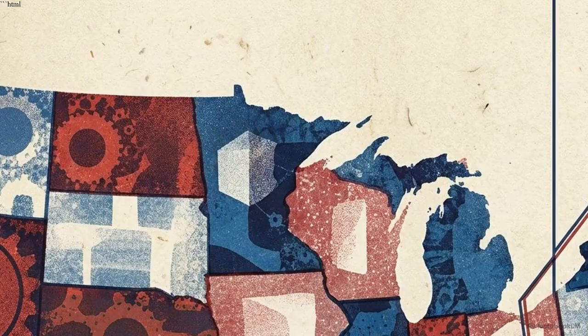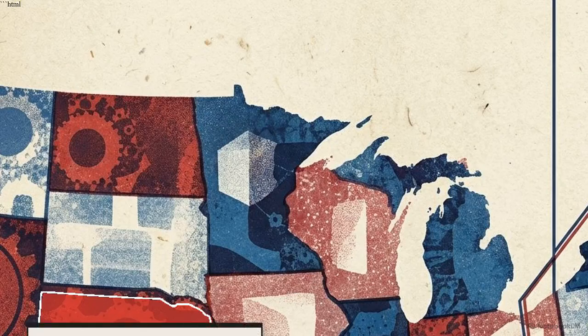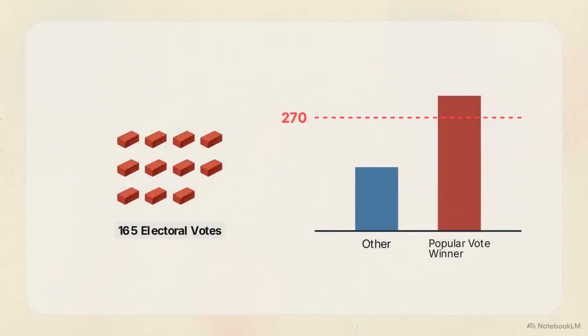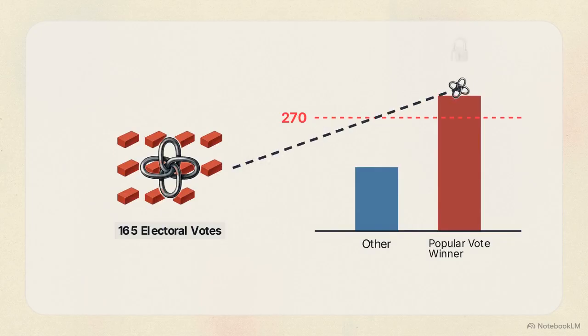There are ongoing attempts to patch the system. Maine and Nebraska have dropped the winner-take-all approach entirely, choosing instead to divide their electoral votes proportionally by congressional district. Other states are trying a popular vote workaround. 10 states and the District of Columbia have passed laws aiming to legally bind their combined electoral votes directly to whoever wins the nationwide popular vote.